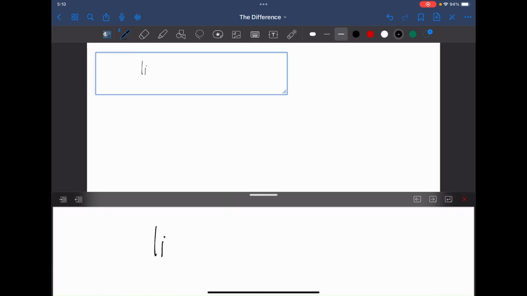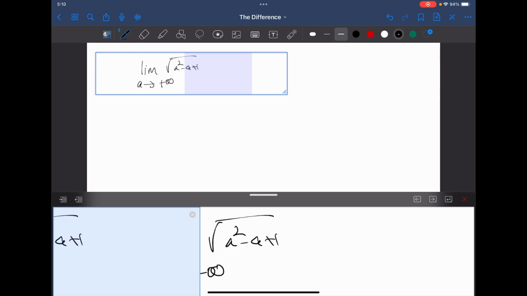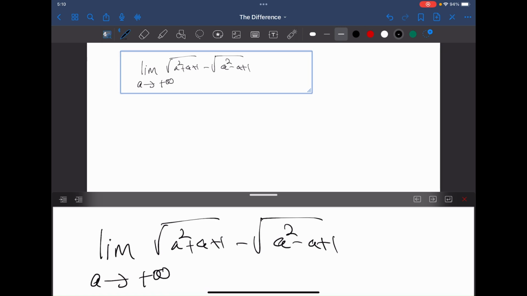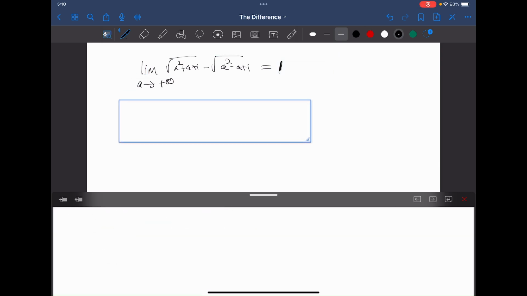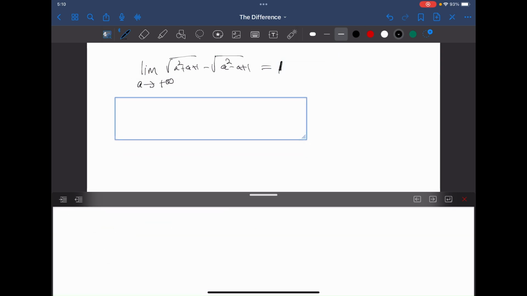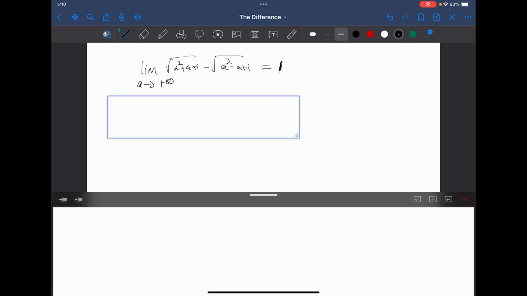Let me write what exactly we want to show. The limit as a goes to plus infinity of root of a squared minus a plus 1 minus the other term. I want to show that this is equal to 1. Before trying to actually show this, just to get an idea why this should be true, a pseudo-formal argument, not a formal argument here.